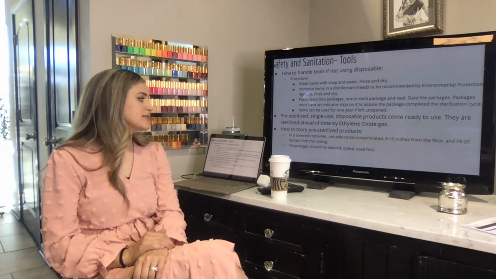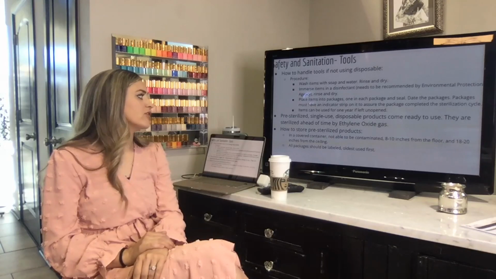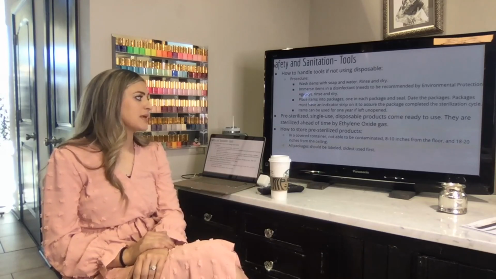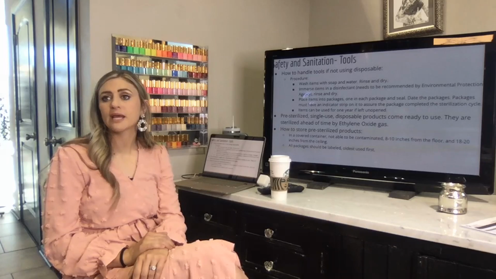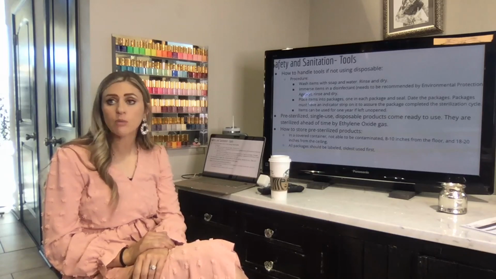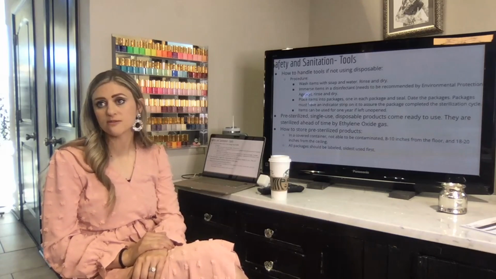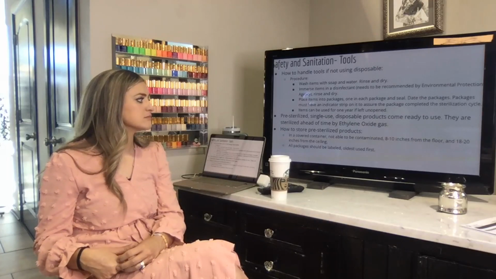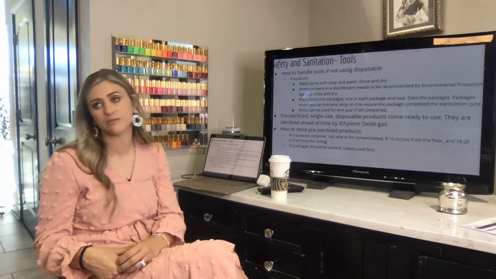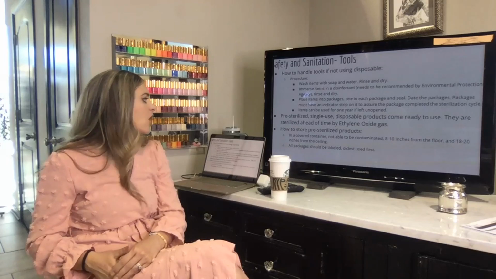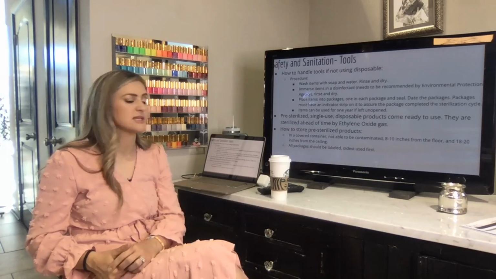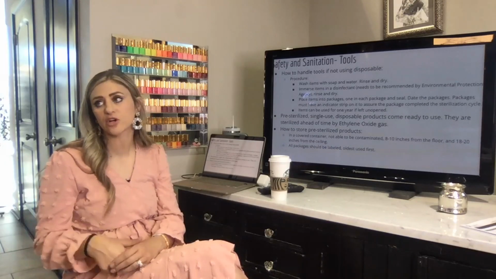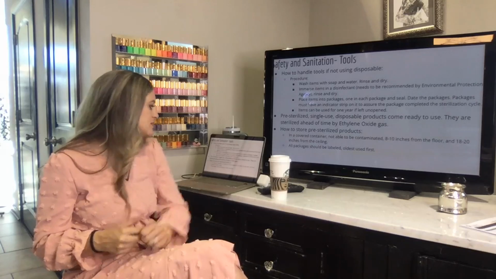How to store pre-sterilized products. Make sure that they are covered in a container, not being contaminated, and that you aren't opening a product and then not using it. If you open it, you have to either use it or dispose of it. Has to be 8 to 10 inches from the floor minimum and 18 to 20 inches from the ceiling minimum. All packages should be labeled, and you use the oldest first. So label them with your dates.